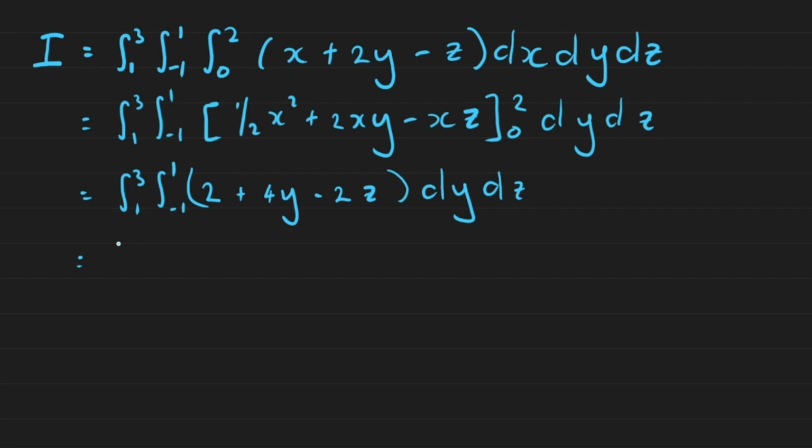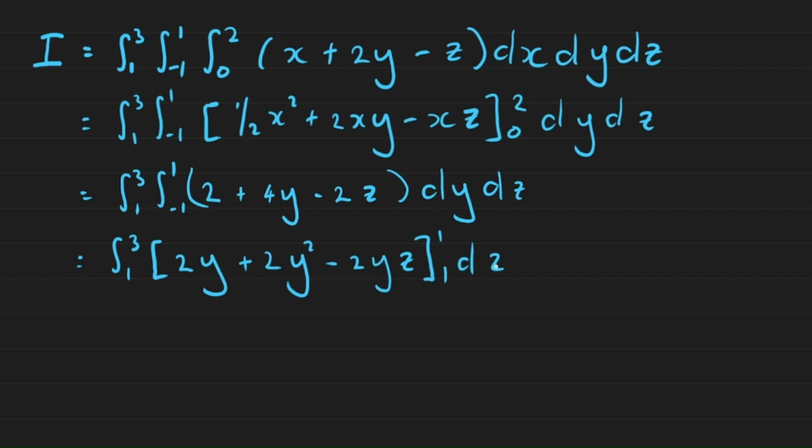So now we do the next inner integral. So that's the inner integral from 1 to 3. Then integrating with respect to y, we get 2y plus y squared, 2y squared, 2 times 2 gives us 4, minus 2yz, integrated from -1 to 1. So now we substitute in these two bounds. So the outer integral remains the same.